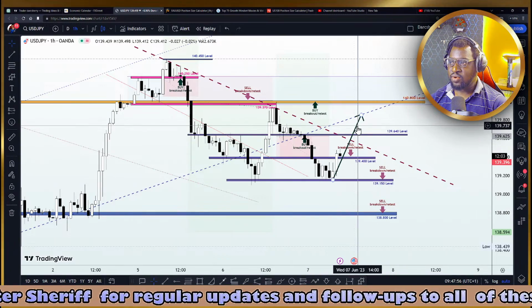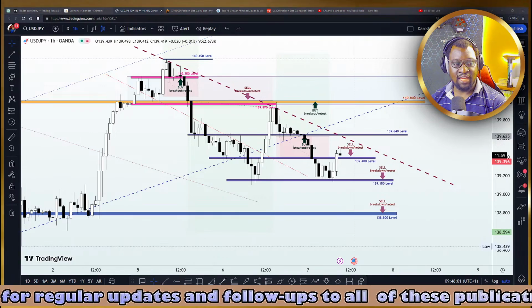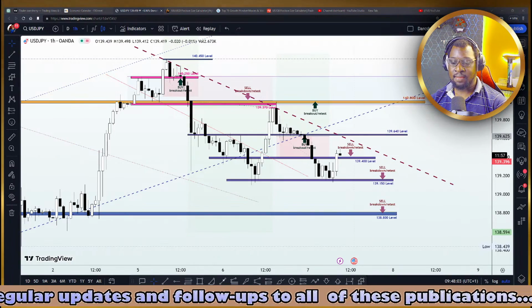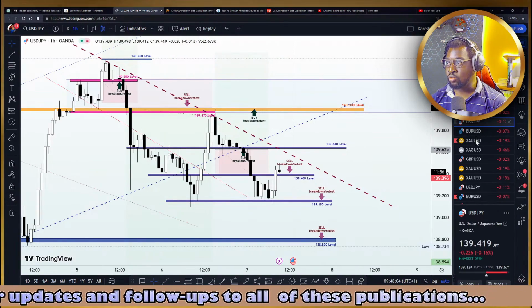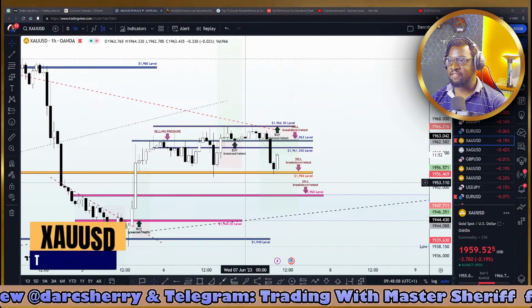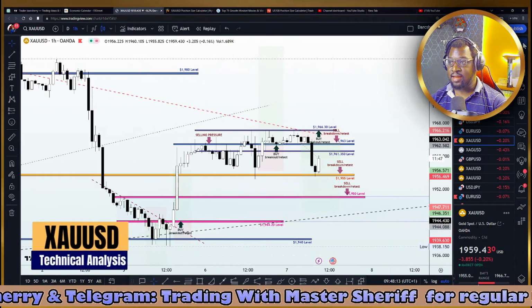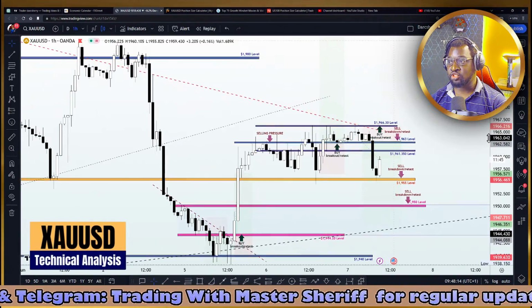So that is that on the USDJPY, and let's move right into the last pair for today, which is going to be the XAUUSD, that is the gold. So on the XAUUSD for today, we had a sell position over the night where we had our sell stop triggered.